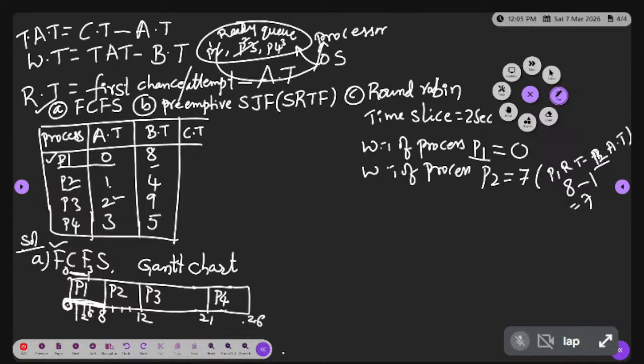We can look at this chart and say it. Did you get 7? The same will go on. One more column: completion time. Look, when did completion of process P1 happen? P1 started at 0 and finished at 8, so 8 seconds is the completion time. Right? Completion time of process P2 is 12.